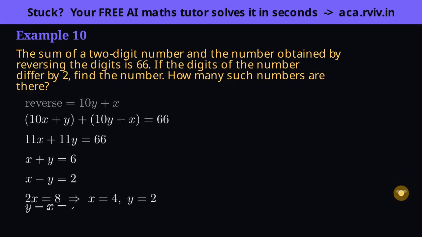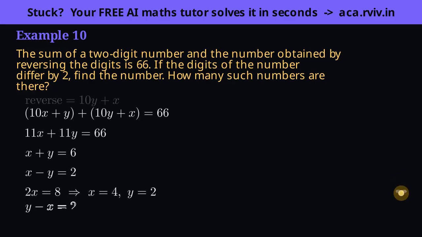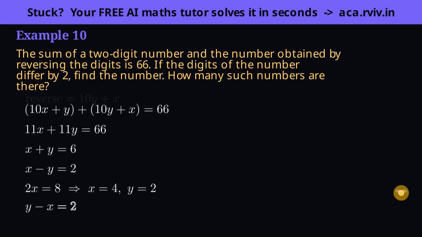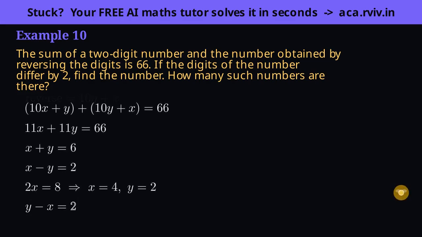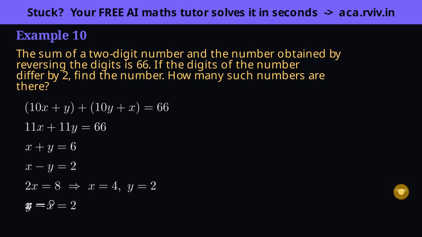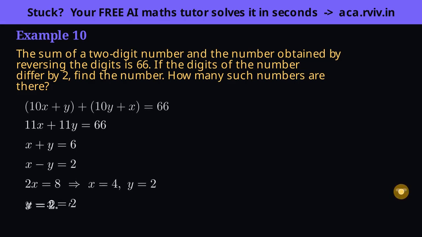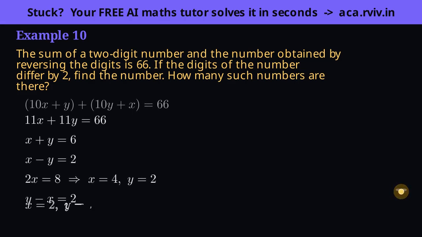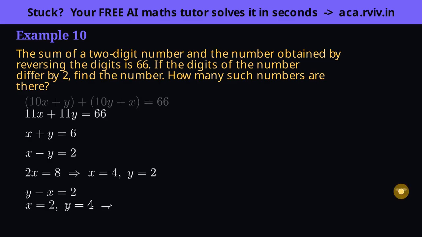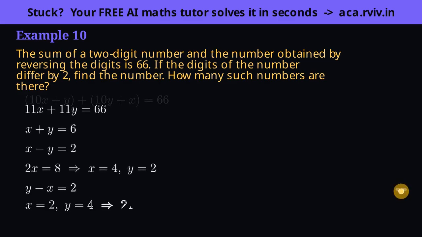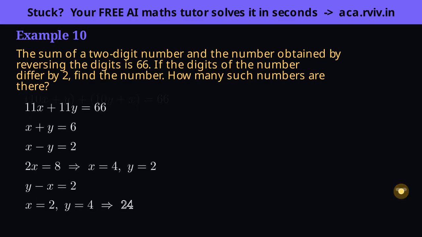Now don't stop. Case 2 might give another valid number. Case 2, y minus x equals 2. Solve it the same way alongside x plus y equals 6. Adding eliminates x this time, giving x equals 2 and y equals 4, the number 24. Both are genuine answers.